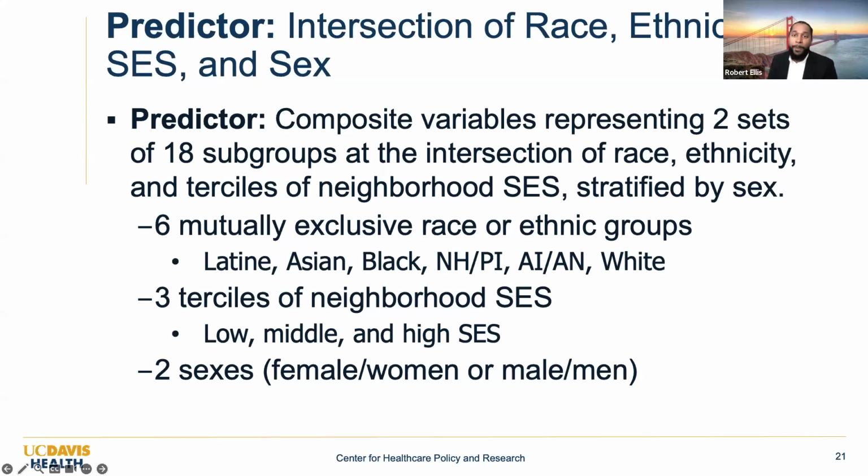And including these predictive variables, it includes the 6 mutually exclusive races or ethnic groups extracted from the EHR, again, the three terciles of neighborhood SES, and I'll refer to it as SES throughout the slide, and two sex groups that, due to limitation of documentation, could represent either sex or gender identity in this study.